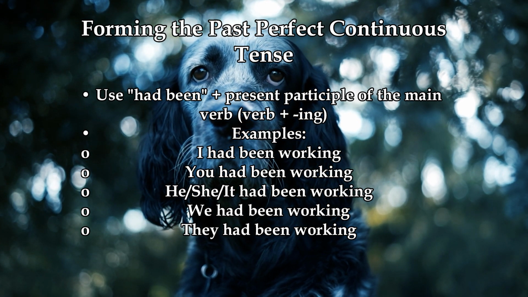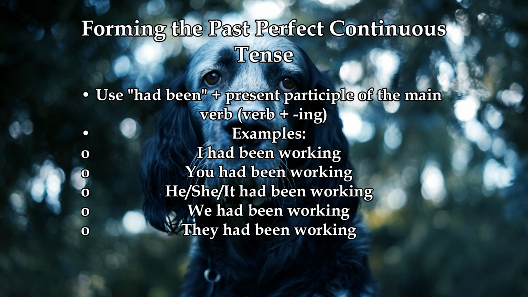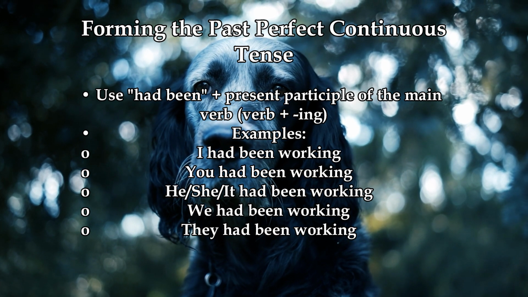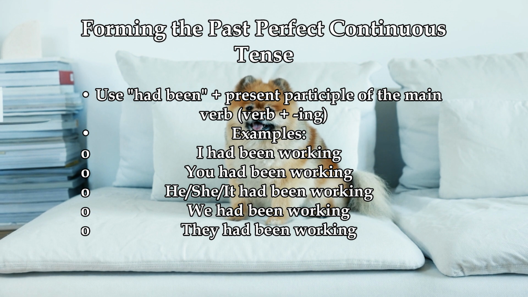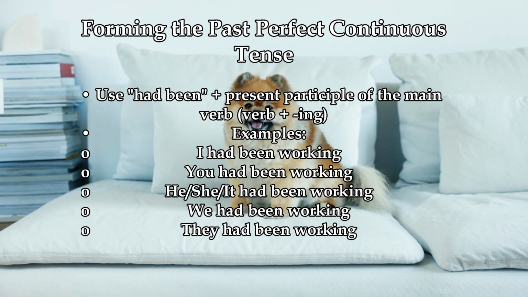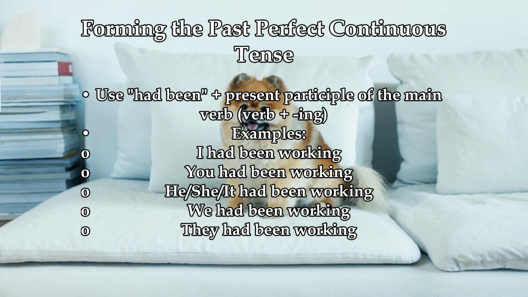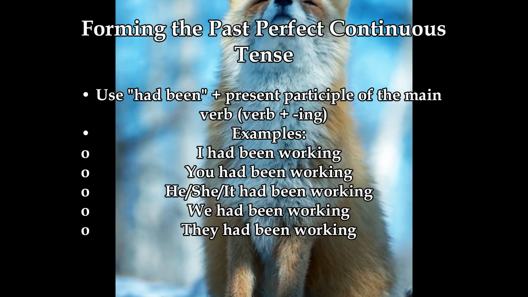And for questions in the past perfect continuous, you switch the positions of the subject and had. Had I been working? Had you been working? Had he, she, it been working? Had we been working? Had they been working?